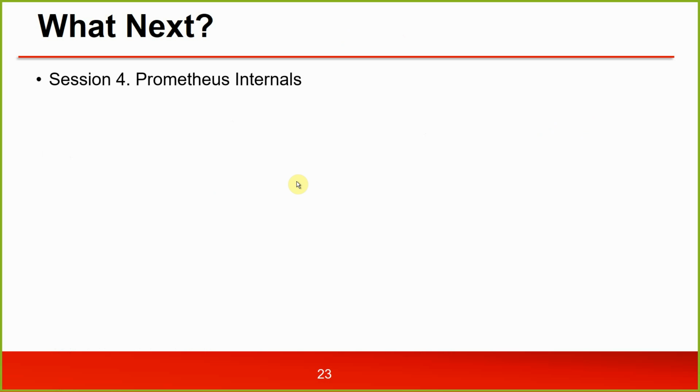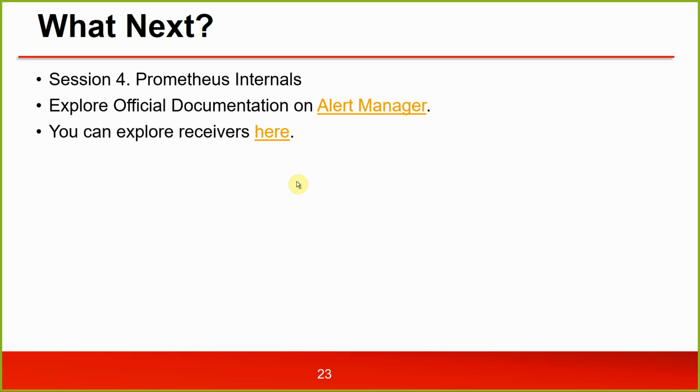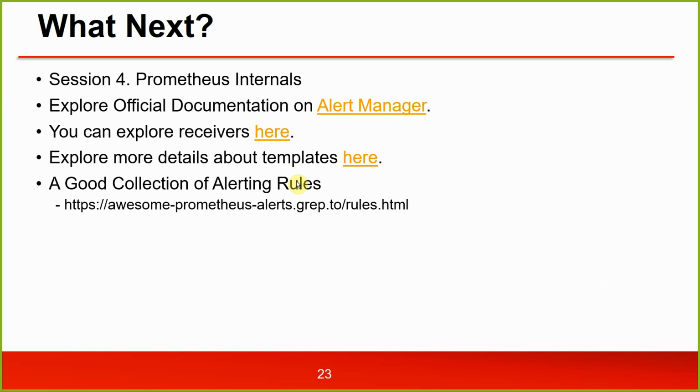Coming up next after the tea break, Prometheus internals. The official documentation on Alertmanager, you can explore that here. You can explore receivers, the channels where the alert can go, at this link, and explore more details about templates at this link, which will definitely be a good document to spend 10 minutes on. Definitely you should try. And a good collection of alerting rules is given at this link. That's very well collected. So I have done the research for you. You don't have to struggle on the internet to find the right kind of data.